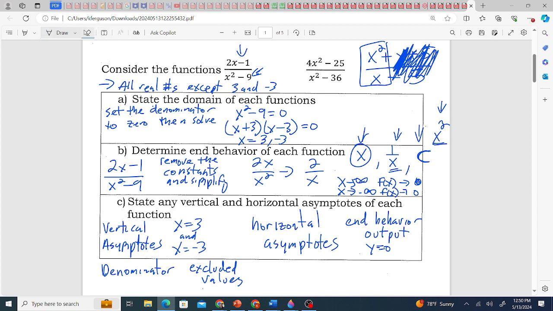So let me take a pause and say, do you guys understand what I'm talking about, or am I talking in a circle?